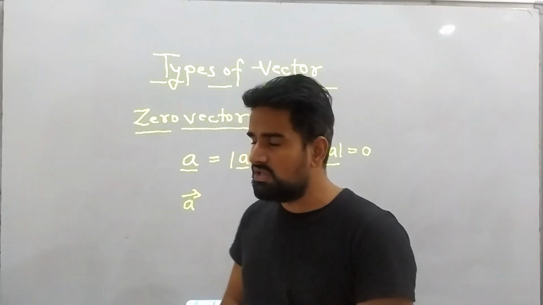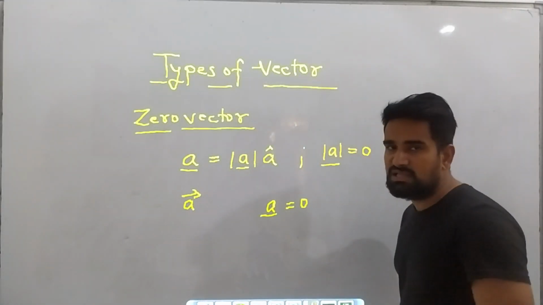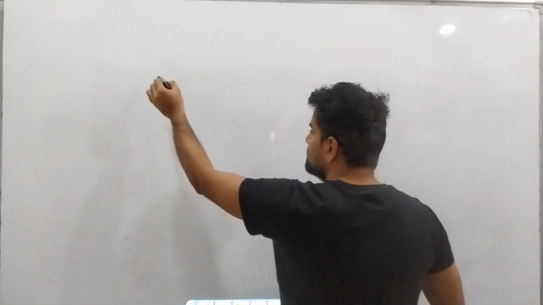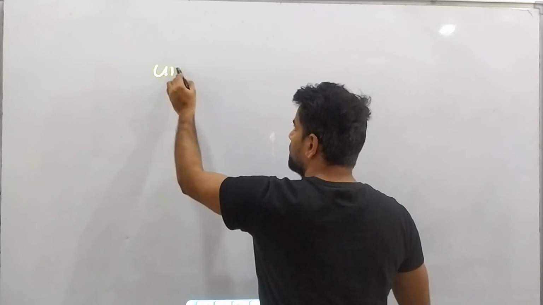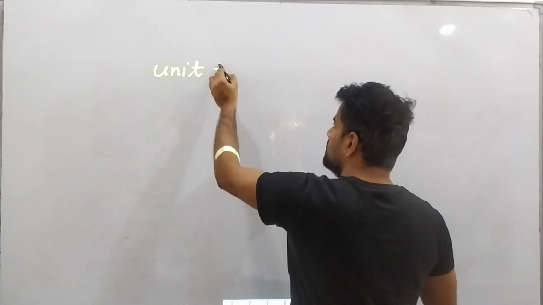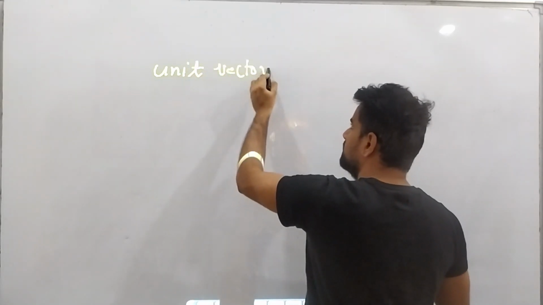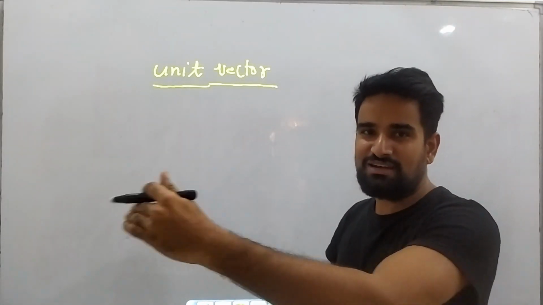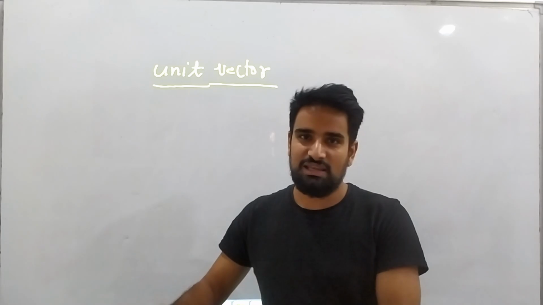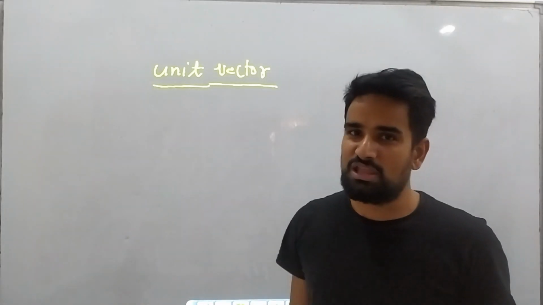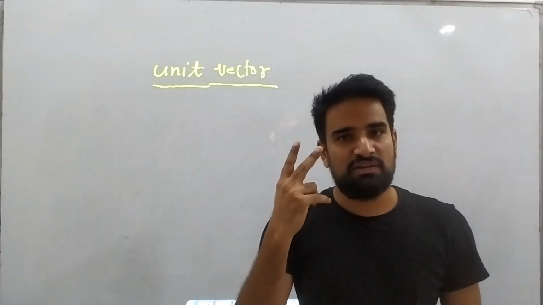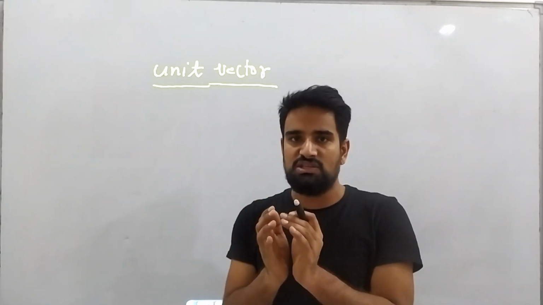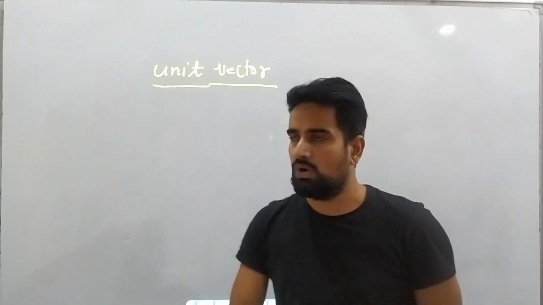The next type of vector is the unit vector. A unit vector is a vector whose magnitude is always 1. Gradually we are moving on with the counting, like 1, 2, 3. But two vectors are very important for us, the zero vector and the unit vector. A unit vector is a type of vector which always has a magnitude of 1.